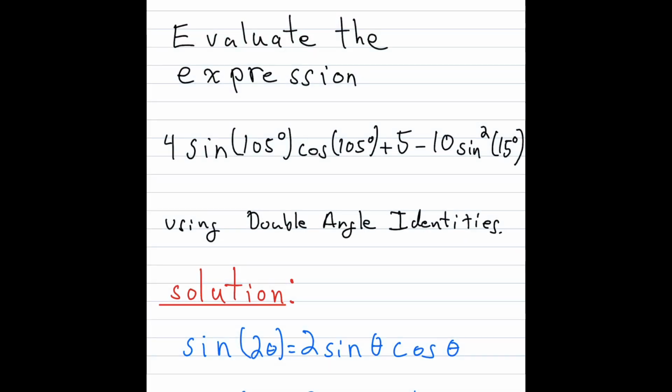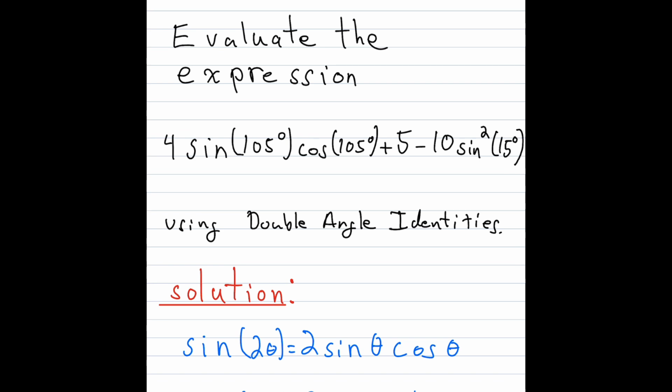Hello everyone, so today we have the following trigonometry problem. Evaluate the expression 4 sine of 105 degrees times the cosine of 105 degrees plus 5 minus 10 times the sine of 15 degrees all squared using double angle identities.